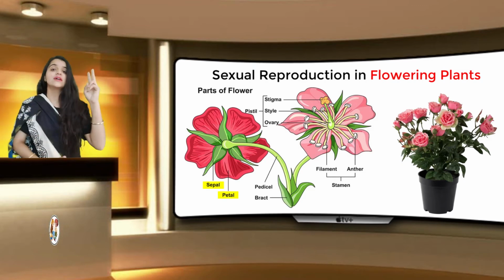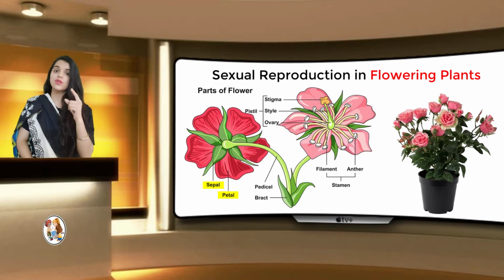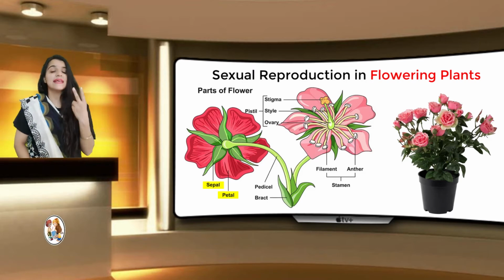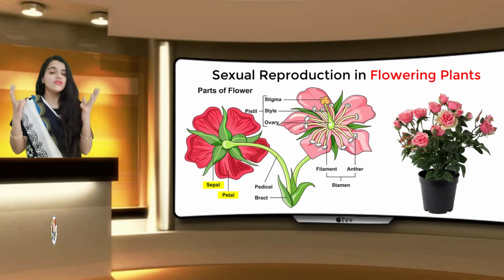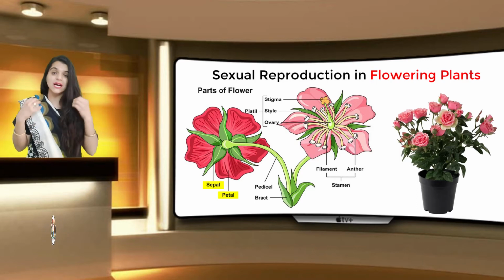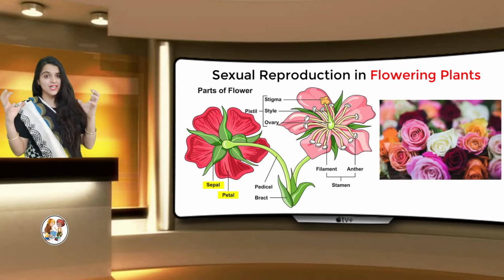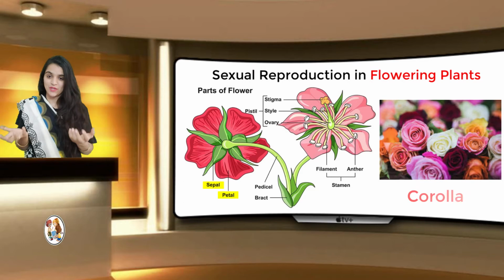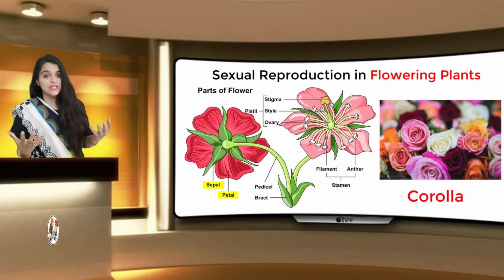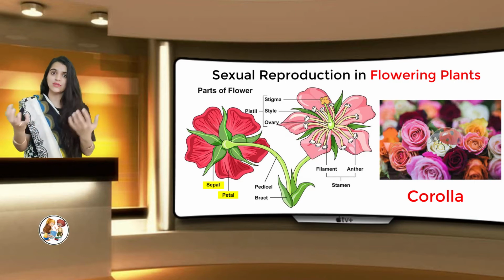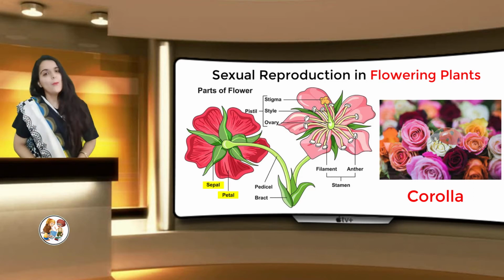Okay, the second whorl. As I discussed, the first whorl is the calyx. And if I talk about the second whorl, students, the second whorl is the corolla, which is the colorful one that we call petals. The petals come in a number of colors, like rose having red, yellow, even white, black also. So that is called the corolla. It is brightly colored, sometimes fragrant also, to make it attractive so that insects will come and help in the pollination process.